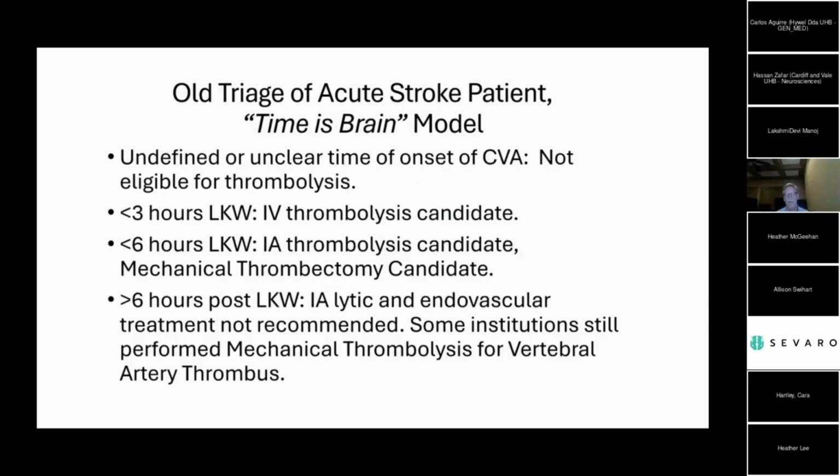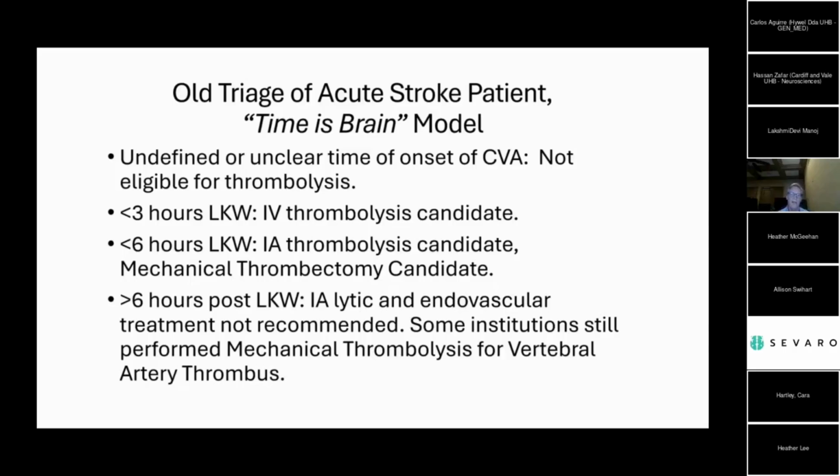Now, kind of going back in time, this is the treatment model that existed when I came out of my training, and I call it a time as brain model. So as far as imaging, advanced imaging, all they used was a non-contrast CT, and primarily they were looking for hemorrhage. So because of the limits of imaging, you guys were limited in how you could treat patients.